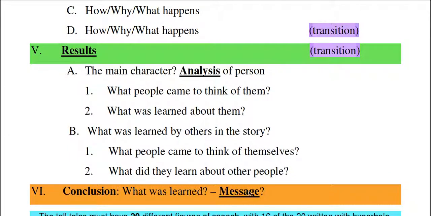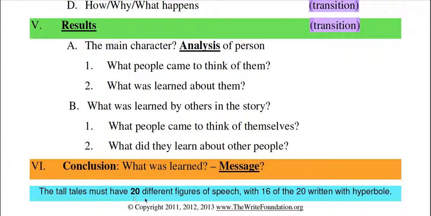And then conclusion, what was learned, the message. What key moral of the story were you trying to teach? And remember, your tall tale must have 20 different figures of speech with 16 of the 20 written with hyperbole, either hyperbole by itself, or you may combine it with a simile, or instead of hyperbole, you are also welcome to use personification because that is also seen in tall tales. And so you are allowed to use personification instead of hyperbole and it will still count.